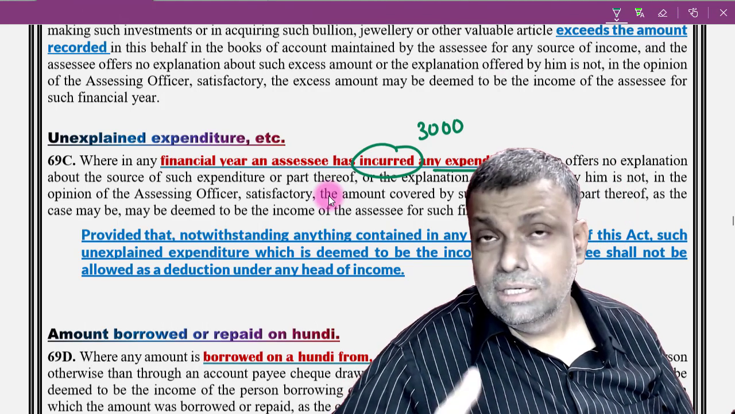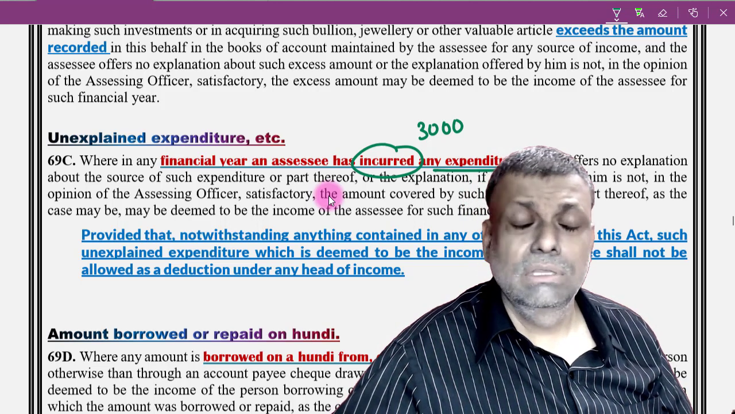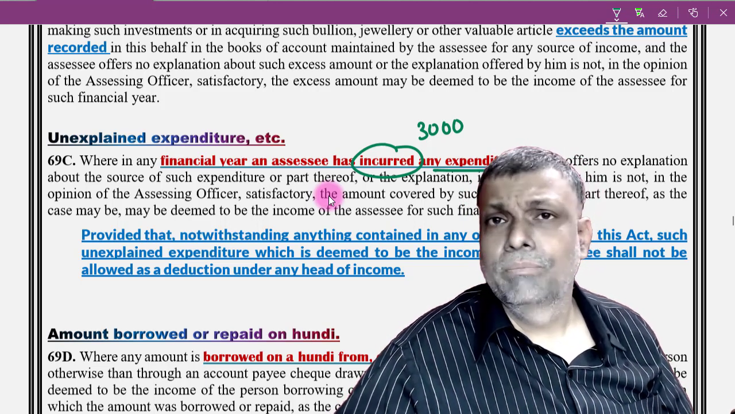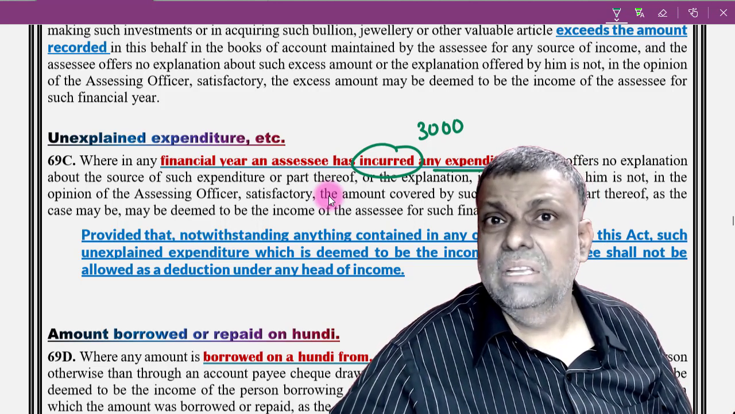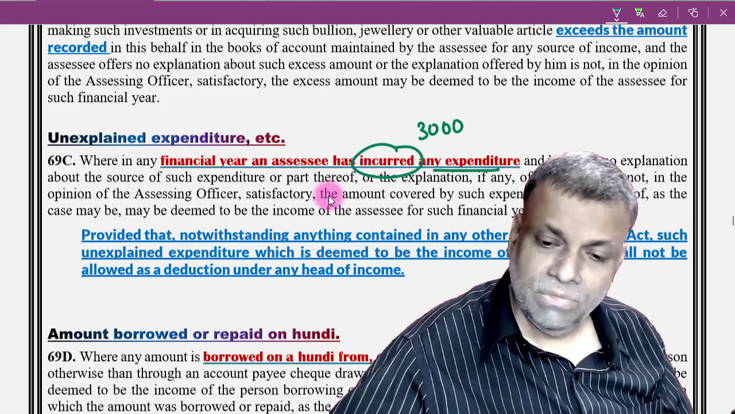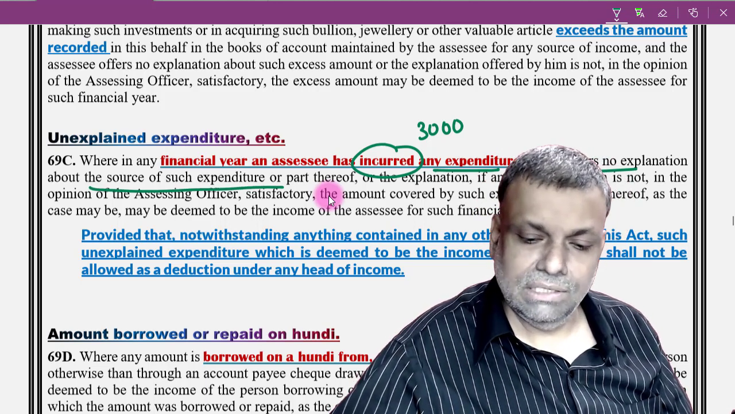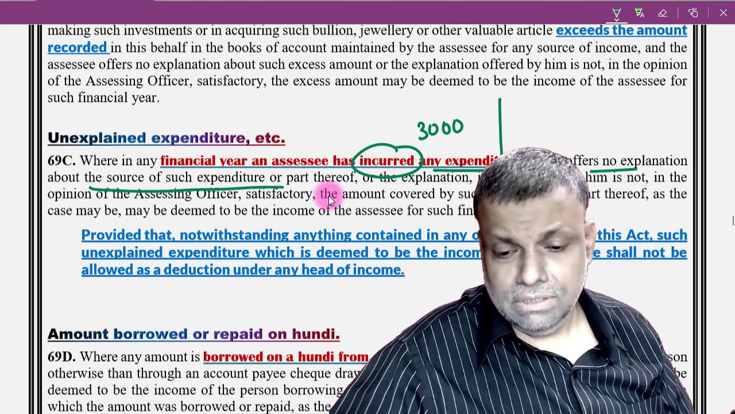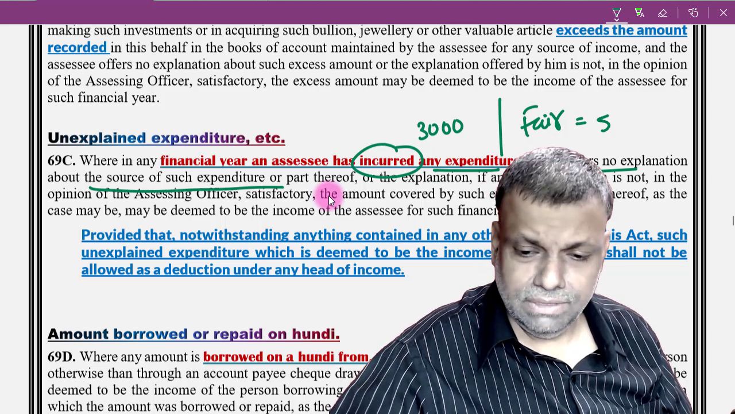Now let me tell you one thing repeatedly: whether the expenditure is personal, business, or anything, if you have incurred any expenditure, then this particular section is applicable. It's a very generic kind of section. You offer no explanation, or the explanation is not satisfactory. This is a very unique language. So the assessing officer thinks that the fair value of this particular expenditure is 50,000.